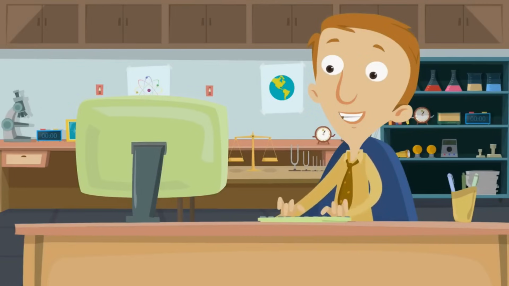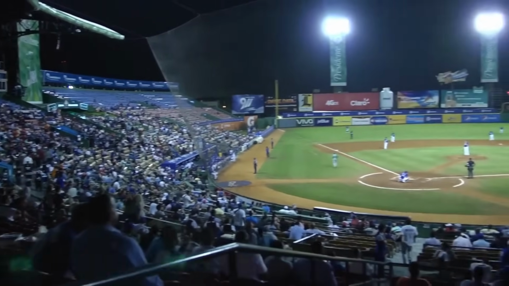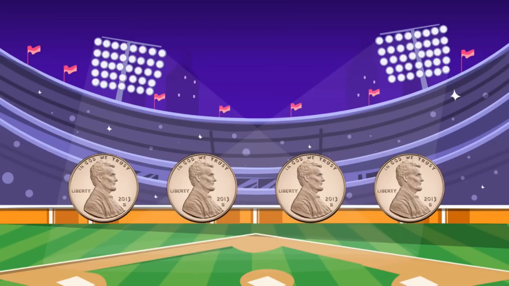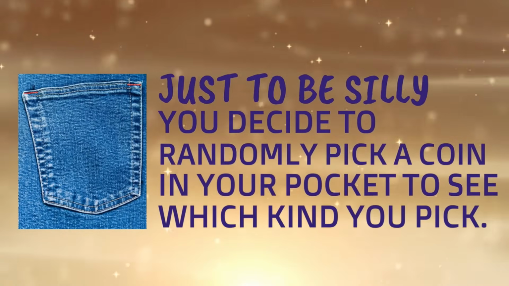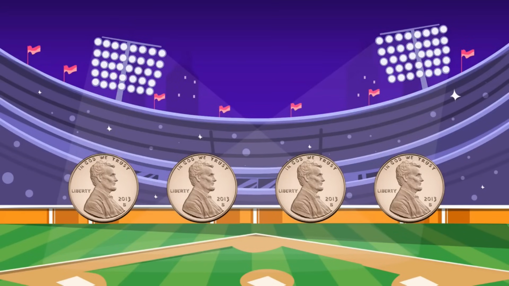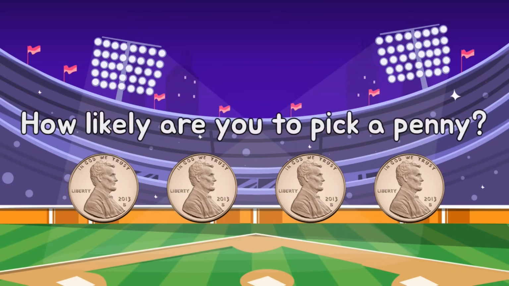All right, here's another situation. Say you are at a baseball game and you found 4 pennies. Just to be silly, you decide to randomly pick a coin in your pocket, even though all 4 coins are pennies. How likely are you to pick a penny? Well, you have to pick a penny, because that's the only option. You are certain to pick a penny. In probability, we use the word certain to mean there's no chance of anything else happening. You are certain to pick a penny, 100%.